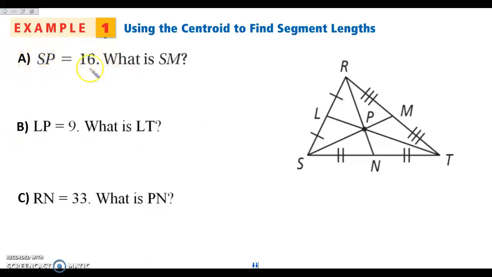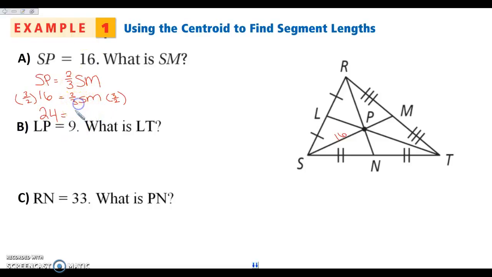Here, I am told that SP is 16, and I want to know what SM is, which is the whole length of the whole median. I know that these are medians because I know that these are all midpoints, because they are congruent here. So I'm going vertex to a midpoint, so this is the whole median. Two ways that I can do this. I know that SP is 2/3 of SM. SP is 16, and then I can multiply both sides by 3/2, which is the reciprocal. 16 divided by 2 is 8, 8 times 3 is 24. So SM is 24.